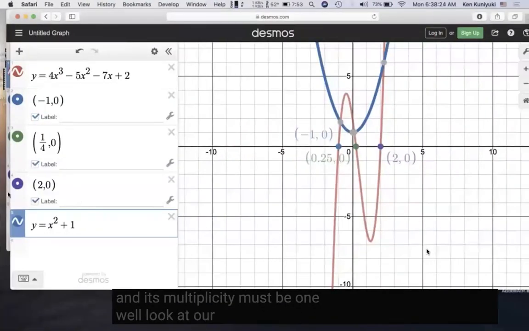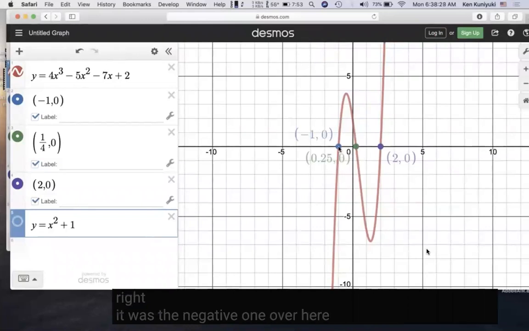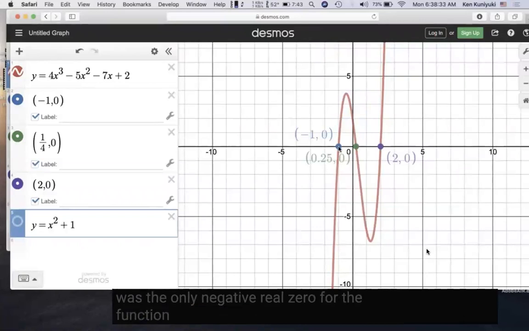Well, look at our red graph over here, right? It was the -1 over here. -1 was the only negative real zero for the function, and it has multiplicity 1. Notice the cut here.